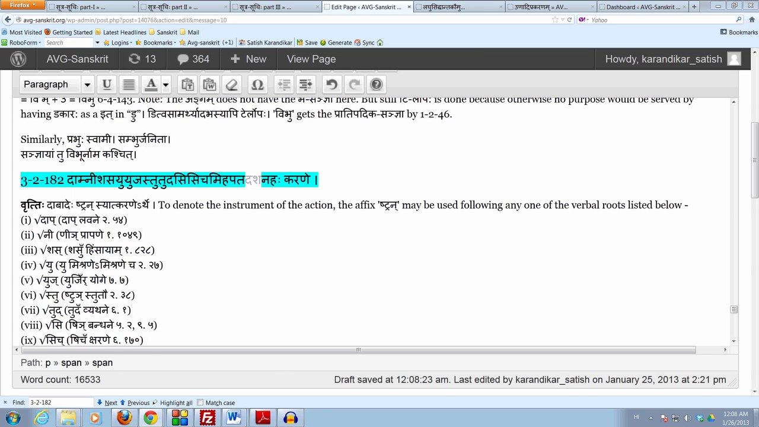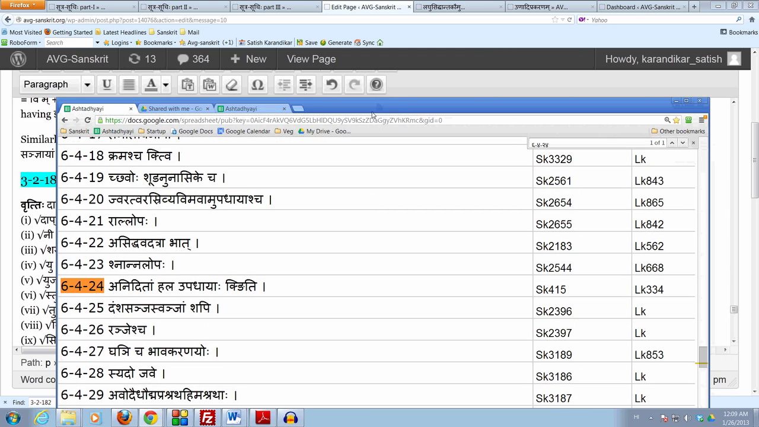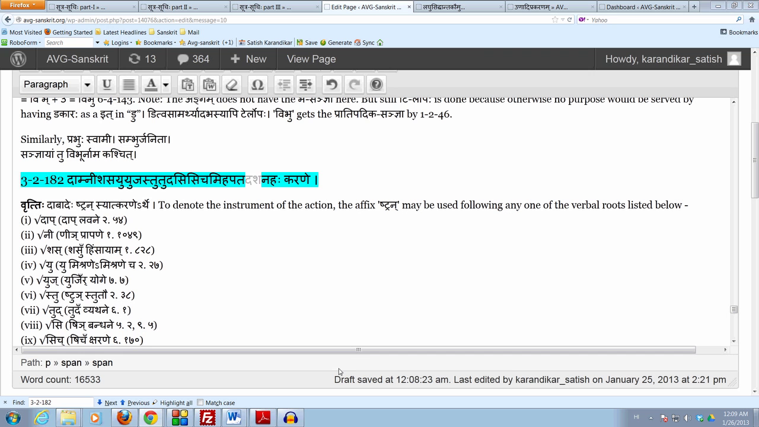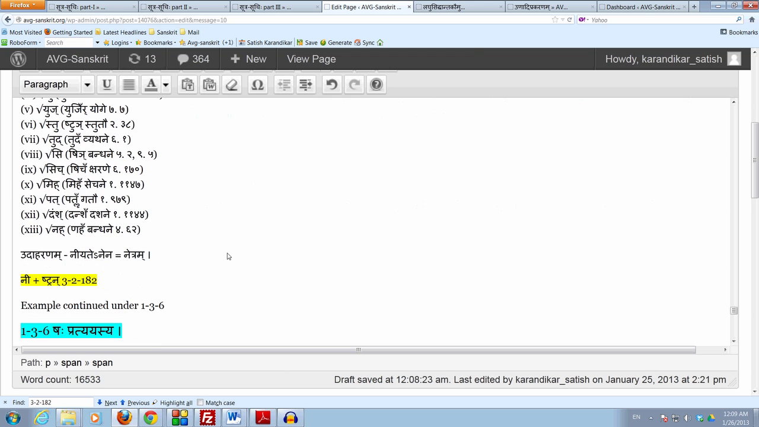Remember 6.4.24, which prescribes an elision of this penultimate nasal when the affix following is a kit or a nyat. But this mention by Panini of dasha without the nasal in 3.2.182 is taken as an indication by some grammarians that even when 6.4.24 is not applicable, this nasal of dansha may drop. Anyway, but right now for us in this sutram, there is no dropping of the nasal. We have to take the dhatu dansha as it is.